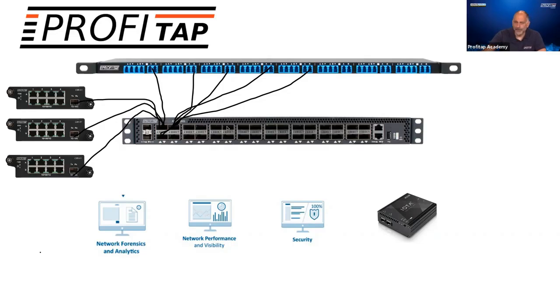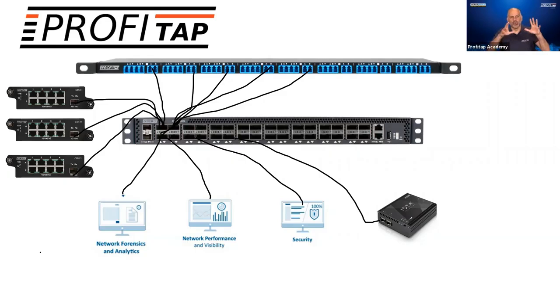So with our packet broker in the middle, I can now come in and start choosing my outputs. And these don't have to be in any particular location on here, but I'm just going to grab this bottom port right here. So I could take and send traffic out to my network forensics and analytics. I could send traffic out to my network performance and visibility. I could come over here. I could send traffic to my security analyzer, and I could send traffic over here to my IOTA.